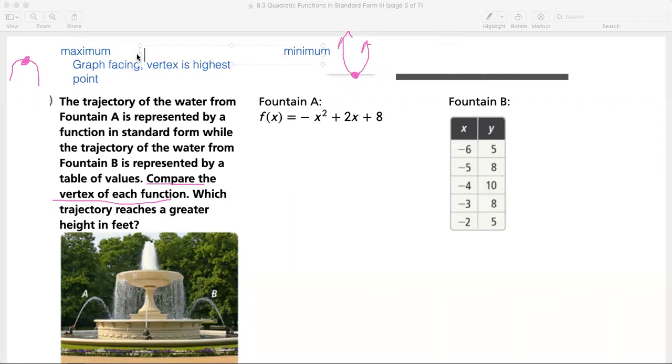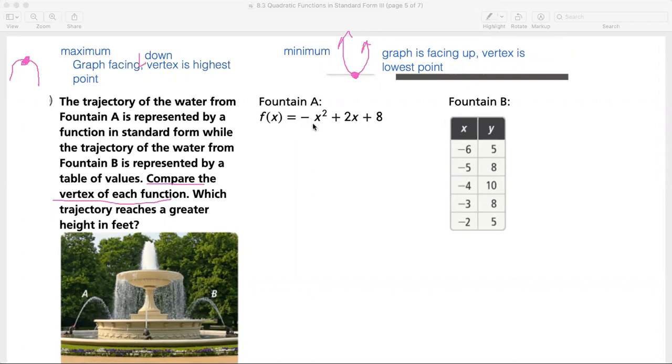Oh, I see I didn't add the word down here. Graph facing down, vertex highest point. When it's a minimum, graph is facing up and vertex is lowest point, thus calling it a minimum. All right, so what is going on here in this word problem, they want me to find the vertices in both parabolas and compare them, okay?